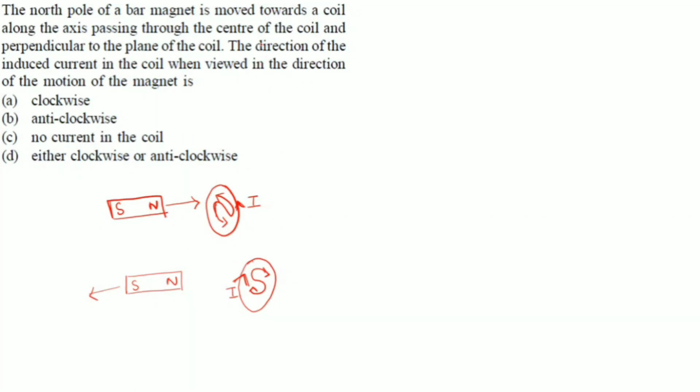So the question is, the direction of induced current in the coil when viewed in the direction of motion of the magnet is? Yes, when the north pole is moving towards the coil, the current is produced in the anti-clockwise direction. So option B is right.